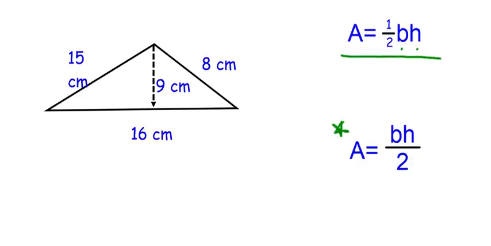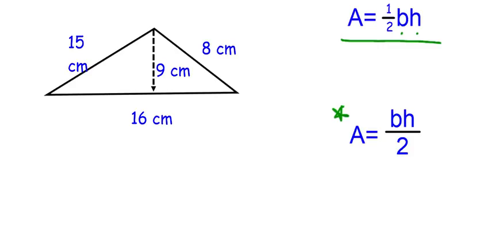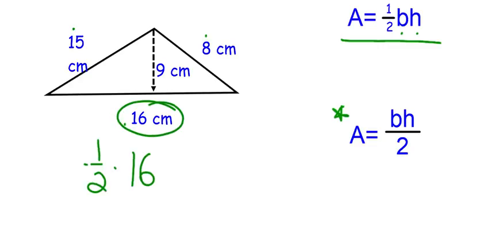We have a triangle here. We see that we got some sides. We got an 8 centimeter side, a 15 centimeter side, and a 16 centimeter side, and a height of 9 centimeters. So we want to find the area. So if I want to find the area, I'm going to take 1/2 times the base. The base in this case is 16, and then multiply by the height of 9, like that.